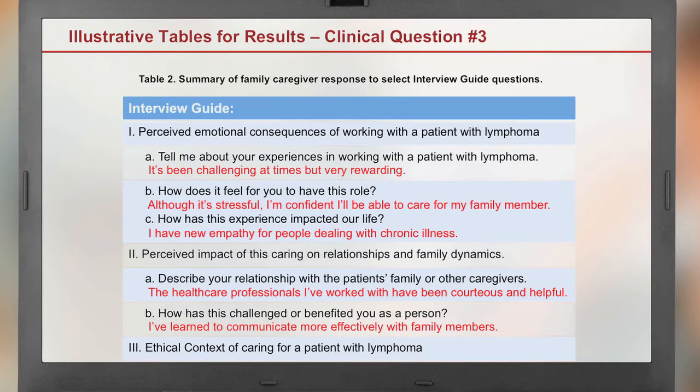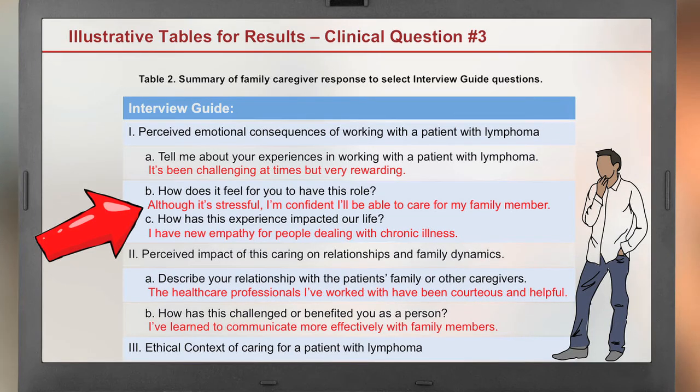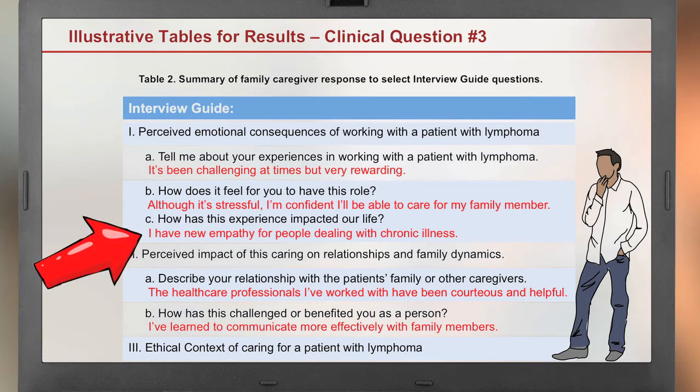This table shows simplified narrative responses from one caregiver to questions in the interview guide. For perceived emotional consequences, this caregiver reported that it's been challenging at times working with a lymphoma patient, but very rewarding. The caregiver also reported that, although it's stressful, "I'm confident I'll be able to care for my family member. And I have new empathy for people dealing with chronic illness."